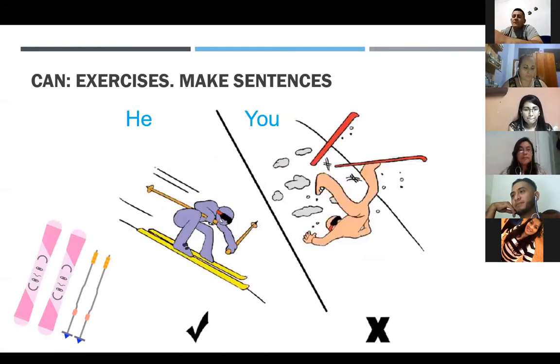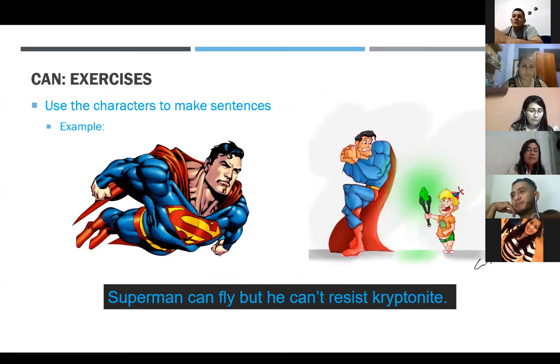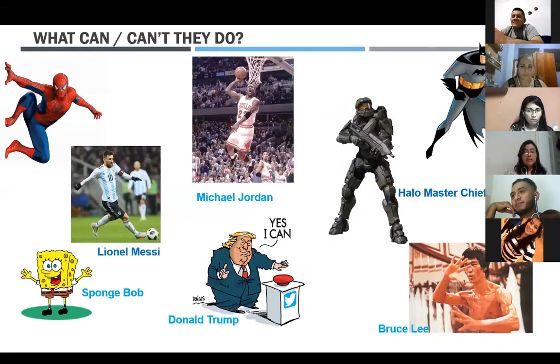Okay. Con el siguiente. Vamos a hacer dos oraciones. Vamos a contrastarlas con la preposición but, que significa pero. Así como Superman can fly, but he can't resist kryptonite. Superman puede volar, pero no puede resistir la kryptonite. Por ejemplo, what can and can't they do?